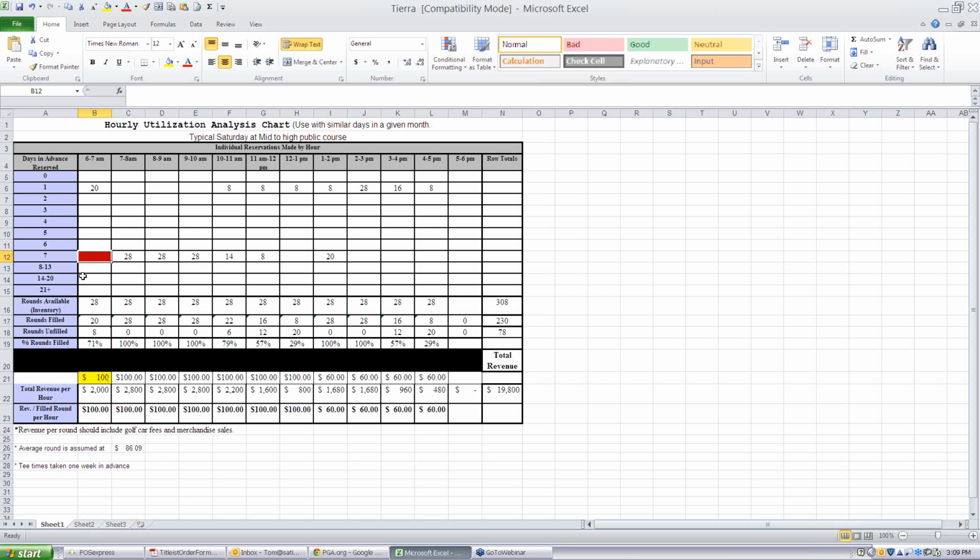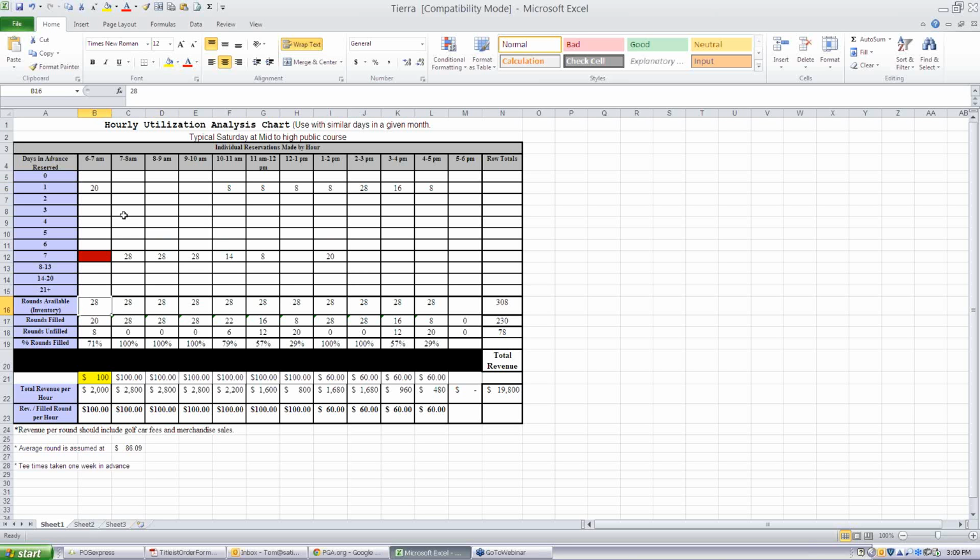So what would generally happen at this golf course, you can see here, from the 6 to 7 o'clock hour, there weren't a lot of advance reservations. People kind of showed up on that morning, so they probably had 20 players show up in that early 6 to 7 o'clock hour. And if you look down the bottom, they had 20 rounds played. There were 28 rounds available. That's assuming they had 7 tee times per hour.